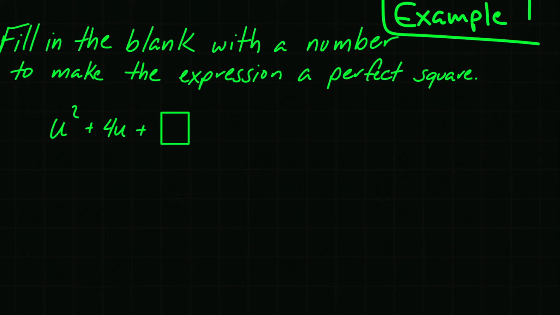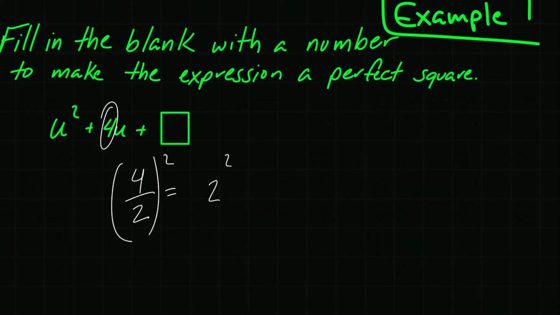For our first example, fill in the blank with a number that would make this expression a perfect square. We have u squared plus 4u plus blank. As discussed in our vocabulary, we take the b term, which is the 4, divide it by 2, and then square it. 4 divided by 2 is 2. Order of operations says we do the exponent after the parentheses. 2 squared is equal to 4. So to make this a perfect square trinomial, we put a 4 right there.